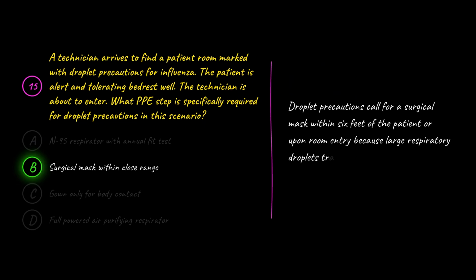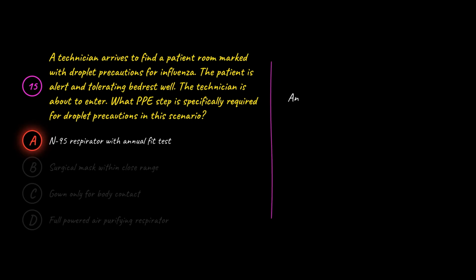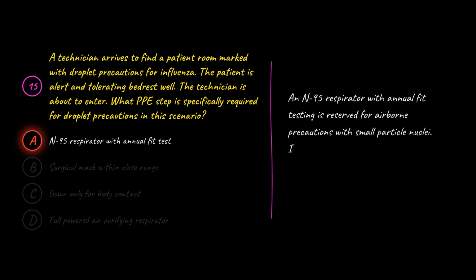A surgical mask blocks those droplets without requiring the higher protection a fit-tested respirator provides. A is wrong because an N95 respirator with annual fit testing is reserved for airborne precautions with small particle nuclei. Influenza droplets are larger and fall to the ground quickly, making a surgical mask the matched choice.